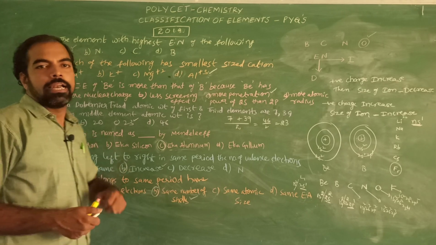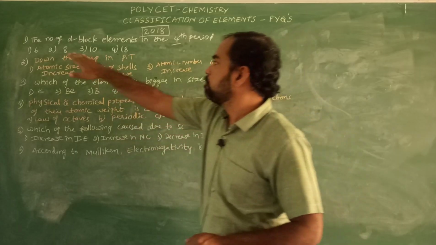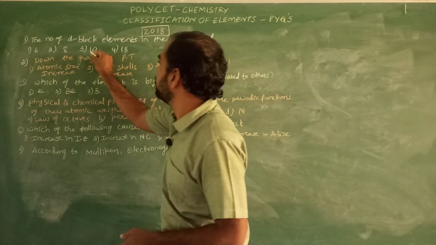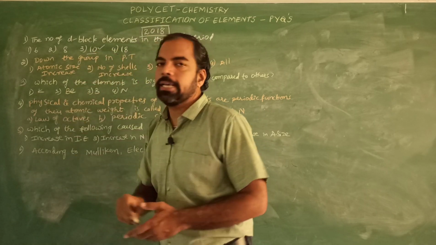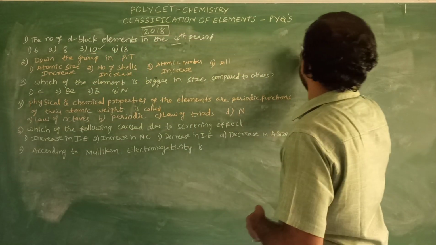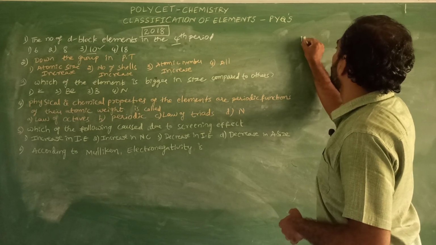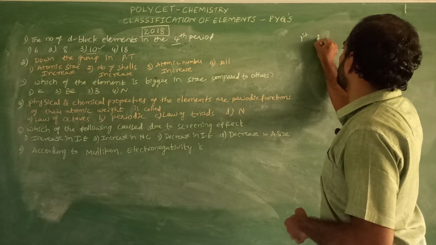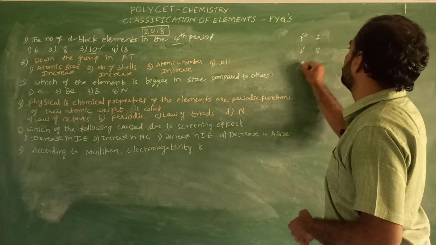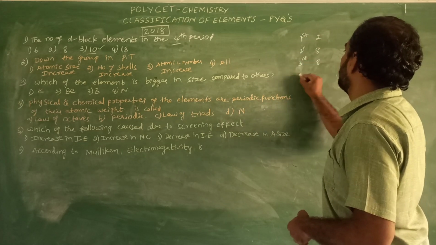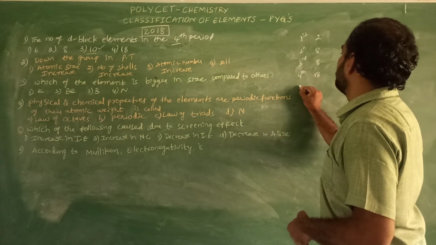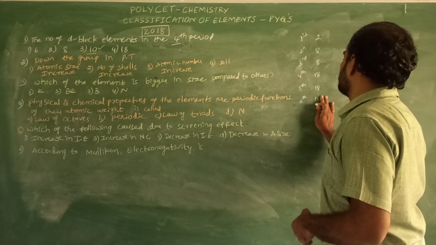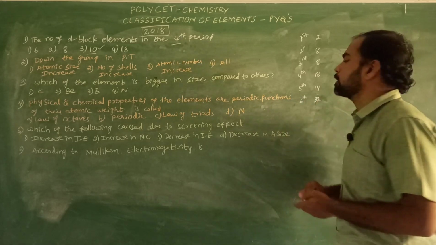Okay students, next. The number of d block elements in the 4th period is? Here, in the 4th period, how many d block elements are present? 10 elements are present. In the first period how many elements are present? In the first period 2, second period 8, third period again 8, fourth period 18, fifth period 18 and sixth period 32 elements are present.